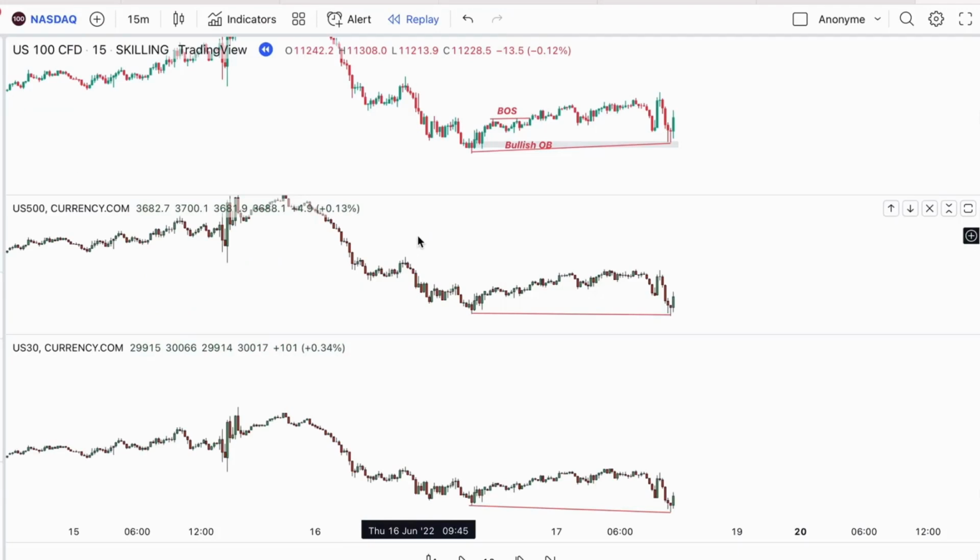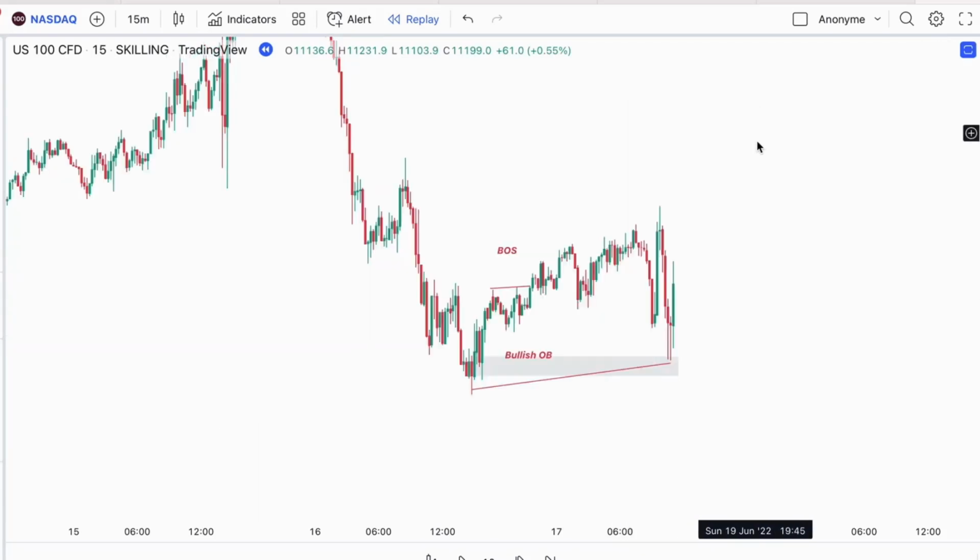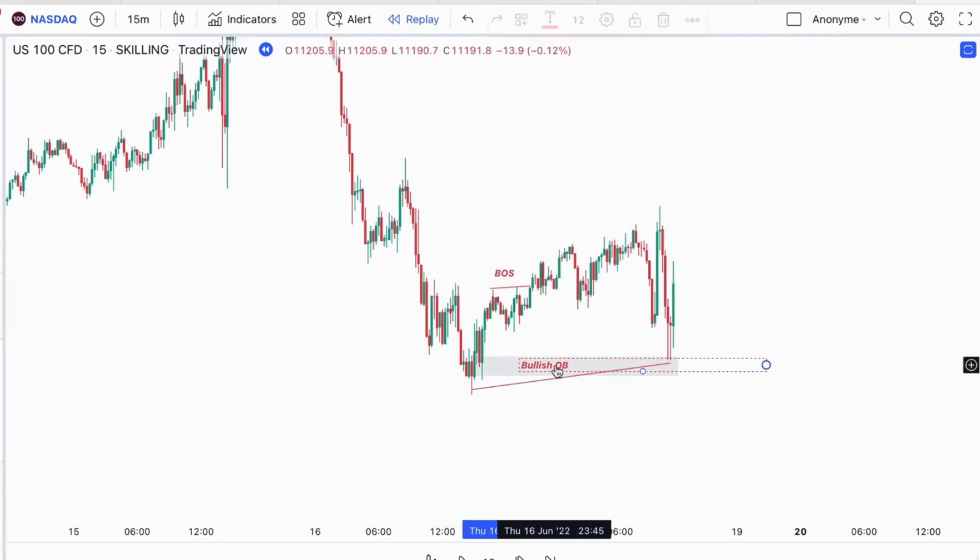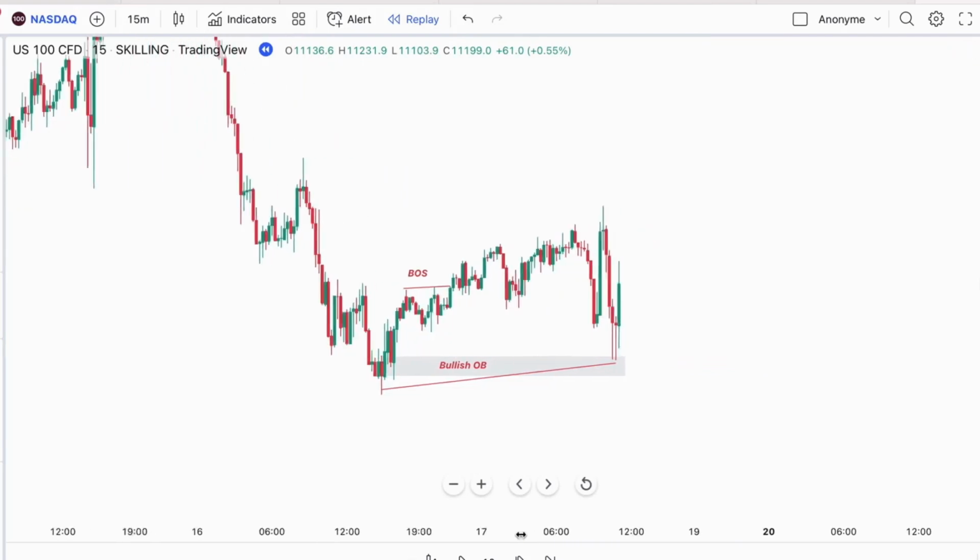In this example, we have a bullish divergence. Nasdaq made a higher low, whereas Dow Jones and S&P broke the previous swing low and made a lower low to grab sell-side liquidity sitting there. As in the previous example, we wait for a setup confirmation before taking a long entry.